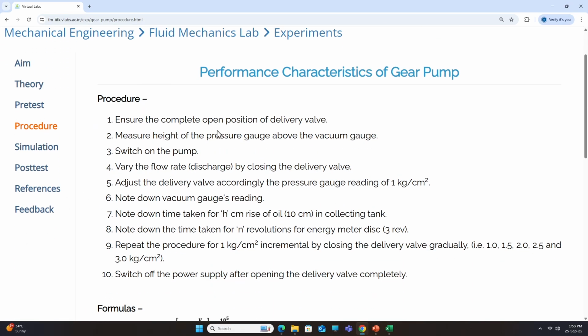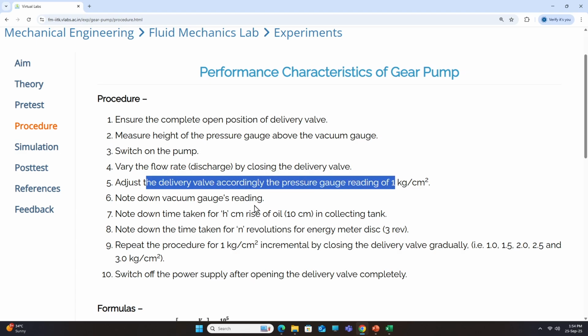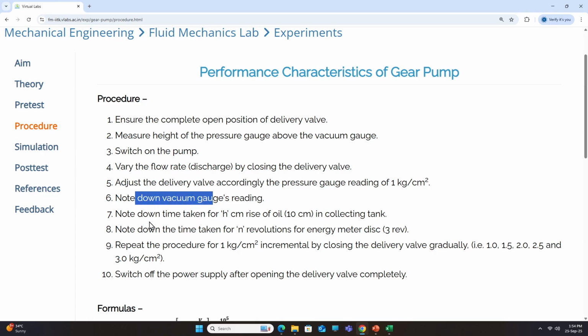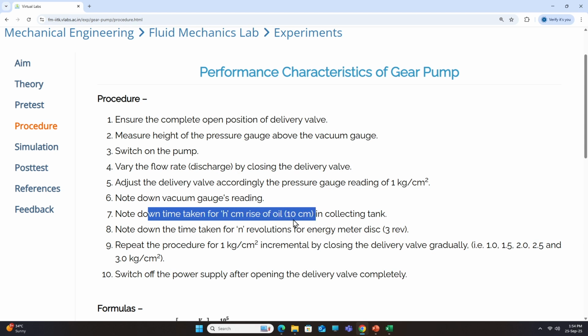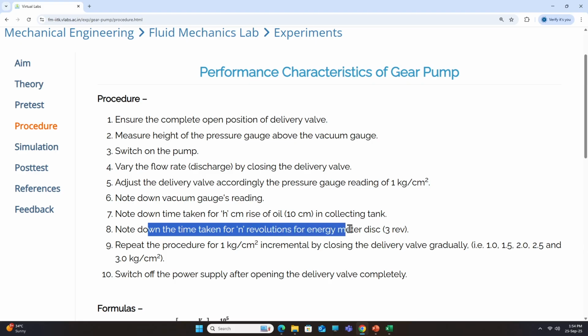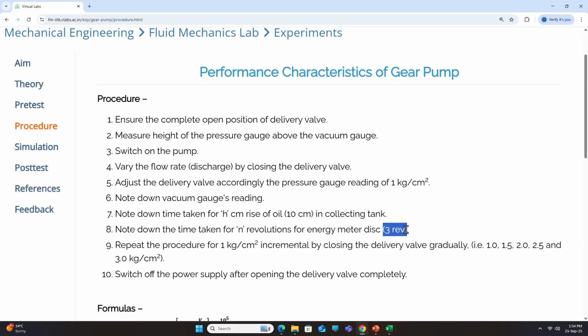They say ensure the complete open position of the delivery valve, measure the height of the pressure gauge above the vacuum gauge, switch on the pump, and vary the flow rate by closing the delivery valve. Adjust the delivery valve accordingly to a pressure gauge reading of 1 kg per centimeter square, note down the vacuum gauge reading, and note down the time taken for h centimeter rise of the oil. 10 centimeter is the graduated scale in the setup that I will show on the next page. Note down the time taken for n revolutions of the energy meter. So, they have taken 3 revolutions here.